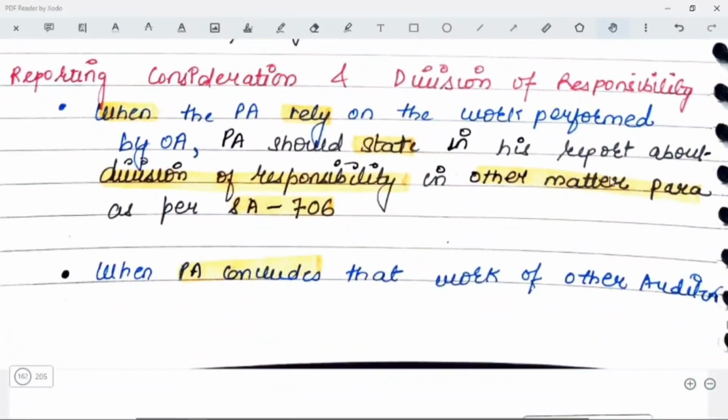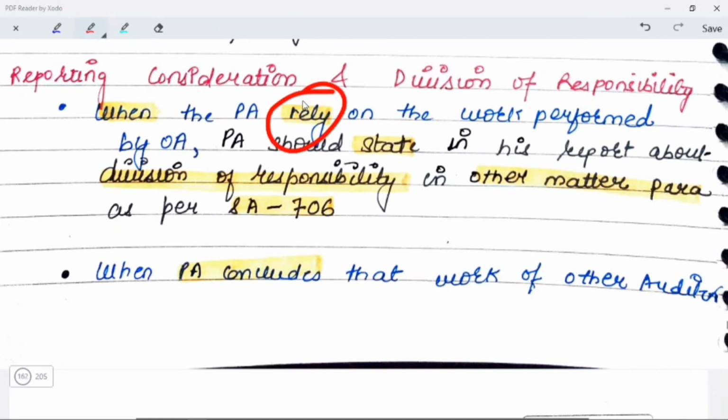Reporting, consideration and division of responsibility की बात करते हैं तो when the principal auditor relies on the work performed by the other auditor, the principal auditor should state in his report about the division of responsibility in the other matter para as per SA 706.